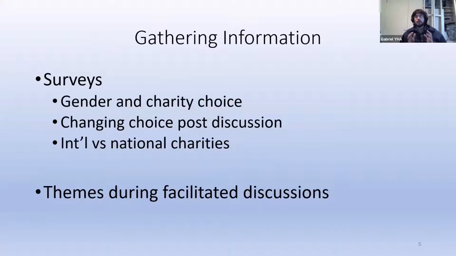Now, we want to gather information, so we actually handed out surveys that looked at different aspects, and then we performed some chi-square tests and Fisher-Exact tests to determine significant differences between gender and charity choice, changing choices after discussions, and looked at, for those that regularly give to charities, whether there was a split between international versus national charities. Now, I won't go much into the statistics themselves, but if people are interested, they can talk about that after the presentation. Now, we also looked at the themes during the facilitated discussions.